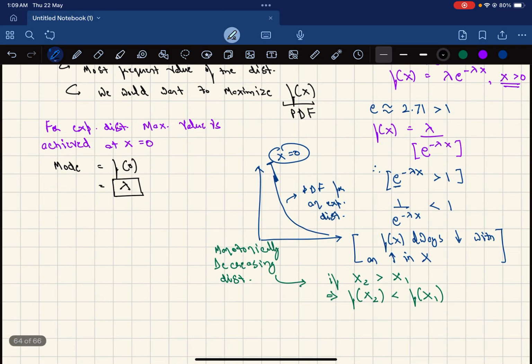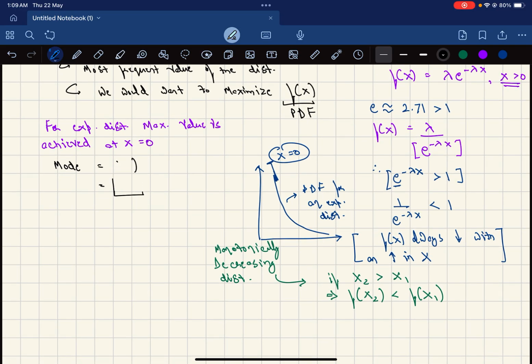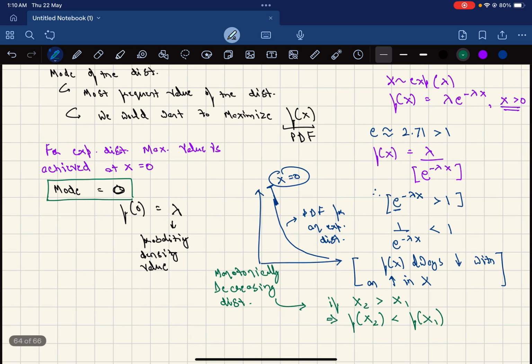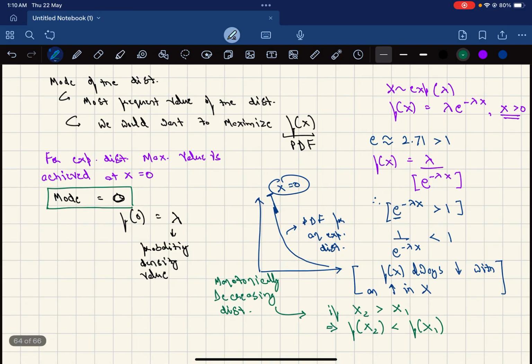So the mode of the distribution is the value of x at which the maximum value is achieved. So the mode of the distribution is 0, but the value of the PDF at the mode, which is f(0), is equal to lambda. So this is actually the probability density value. One has to remember here that the value of the mode itself for the distribution is 0, because mode is the value of x at which the maximum value of PDF is achieved, and the maximum value of PDF achieved is equal to lambda here. So this is how we get the mode of exponential distribution.